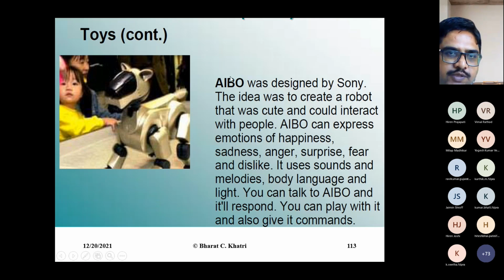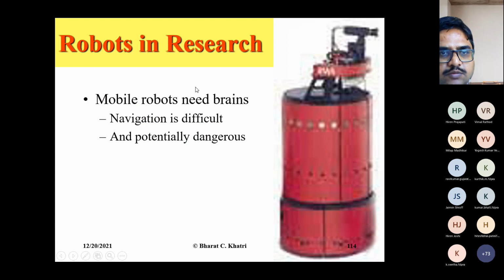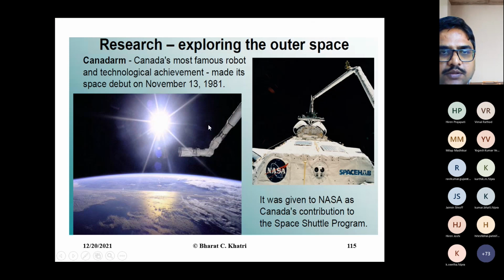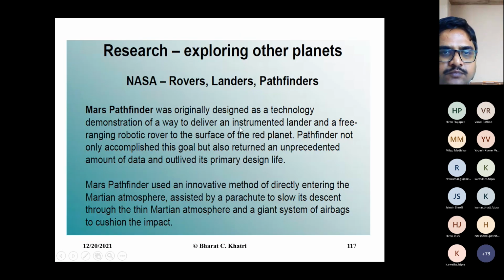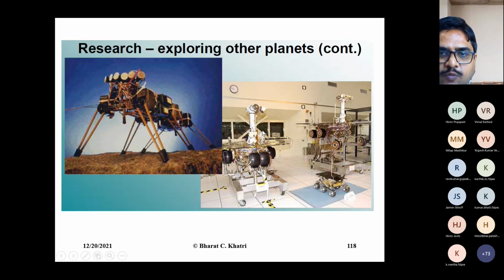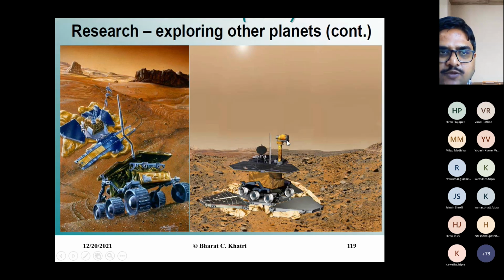Aibo is the dog, which is very popular with children. Some research is done on mobile robots. NASA research about robots is also shown. Sometimes this robotic arm does the maintenance itself, and sometimes it also has the capability to allow manual intervention. So in this one, the space shuttle. These are all the space robots, various space robots.